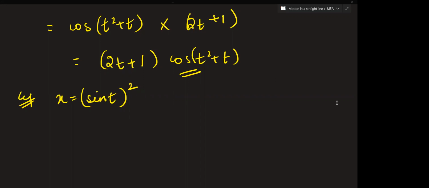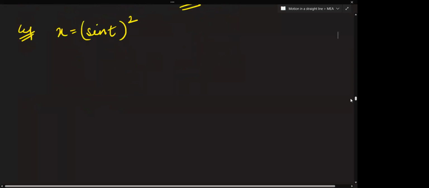Yes, Aram, did you get the answer? Yes, ma'am. What is the answer that you're getting? Cos t square into 2t. Okay, cos square shouldn't come. I'll show you.